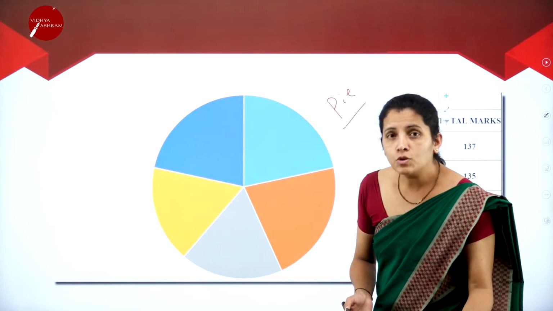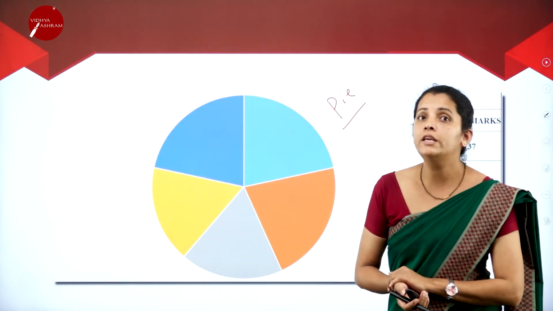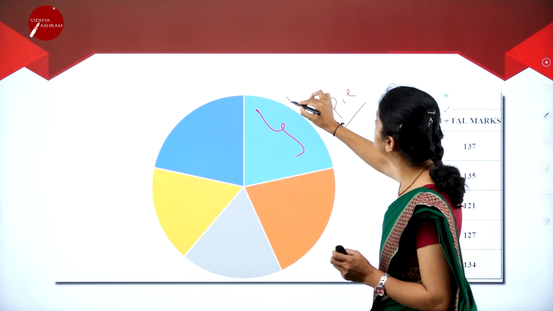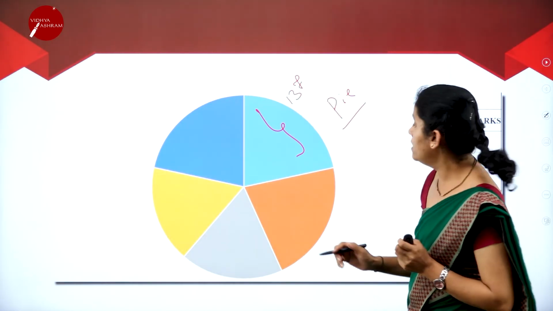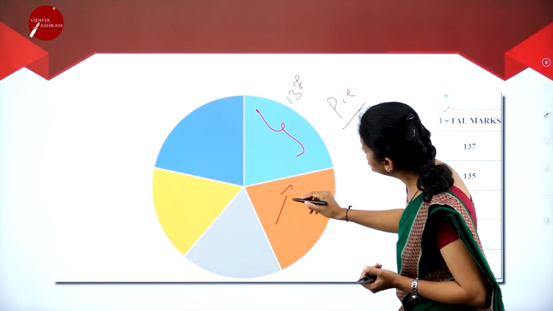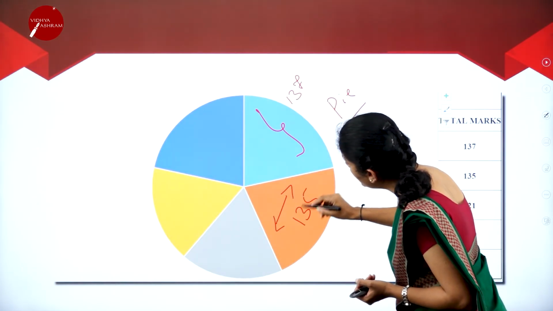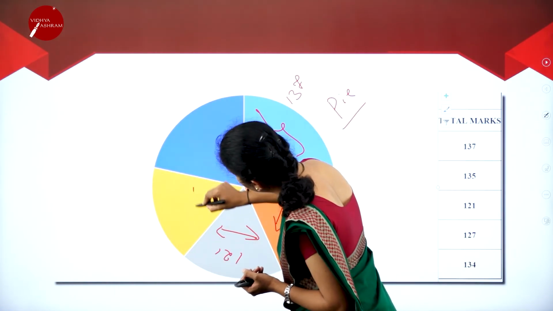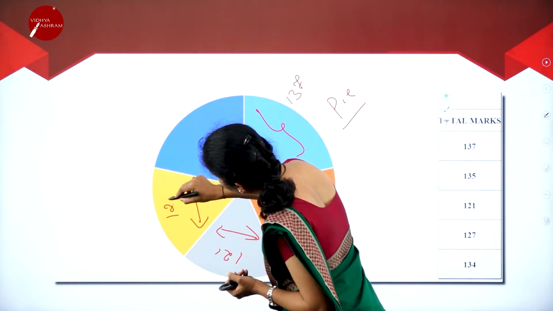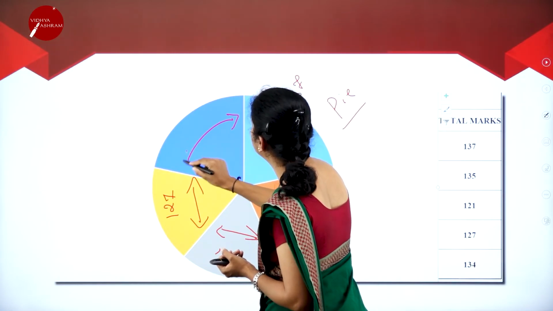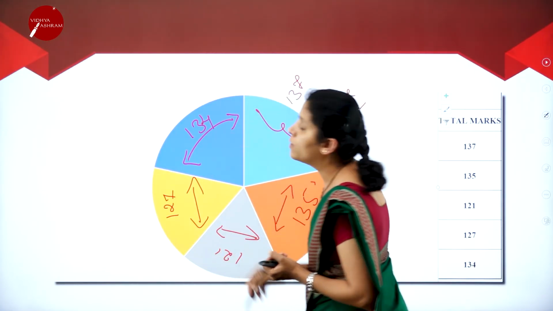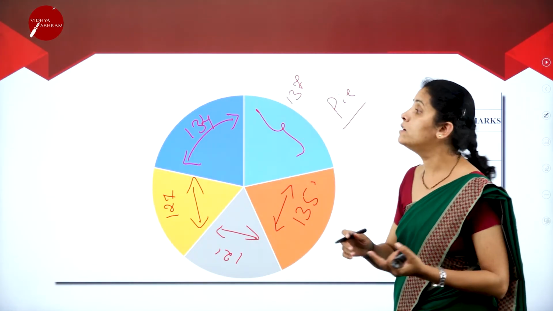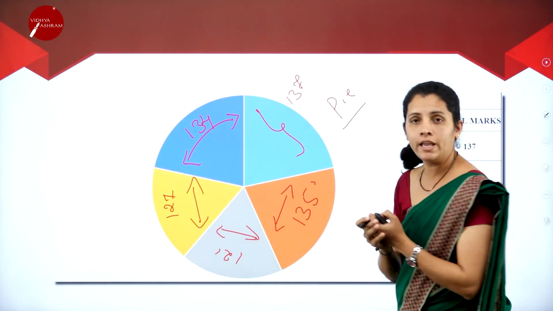So the pie chart is also another most commonly used chart. Here I have the highest marks, that is nothing but 137. Then if I consider the second portion, that is 135, and this portion is 121, and this portion is 127, and this portion is 134. And by seeing the size, we can very easily understand which portion is going to have the highest value.